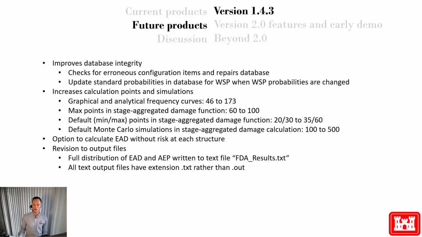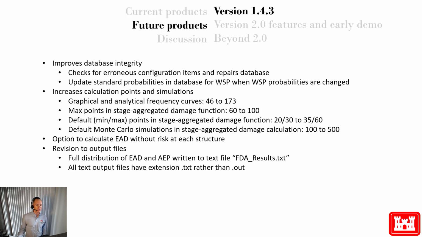FDA version 1.4.3 improves database integrity. Noteworthy improvements include checking for erroneous configuration items. If such an item is found, the program will repair the database instead of crashing. The program will also update the standard probabilities in the database for the water surface profiles when the water surface profile probabilities are changed. The number of calculation points and simulations have been increased in version 1.4.3.